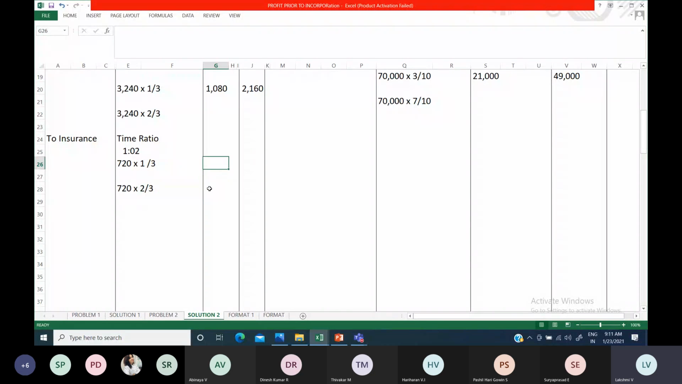So all these we know actually. 720 into 1 by 3, how much are you getting, just find out. 240, ma'am. Okay. So moving on to the next one, 720 into 2 by 3. 480, ma'am. Okay. If you want, you can calculate this by subtracting 240 from 720, and we will be getting 480. Like this also you can do. Anyway, it's correct only.